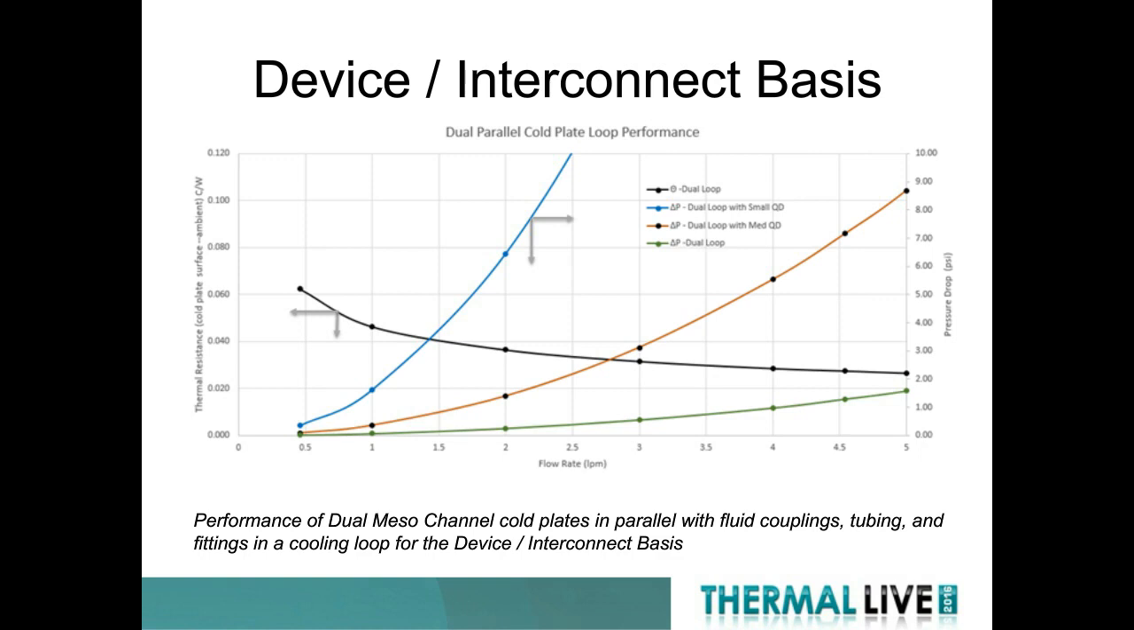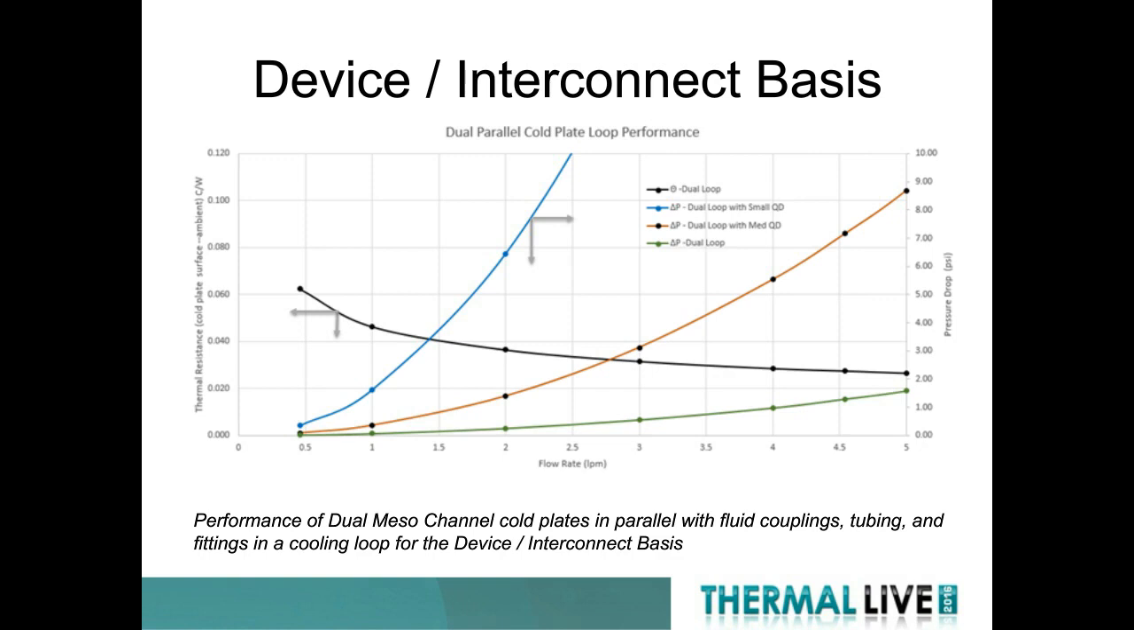And then we have several curves. The green curve is the pressure drop of just the loop without the quick disconnects. If we use small quick disconnects, we see the pressure curve in blue. And if we use medium-sized quick disconnects, we can see the pressure in the orange or brown curve. This is important, as I'll show you, in selecting the right size quick disconnect and understanding and managing the pressure drop.